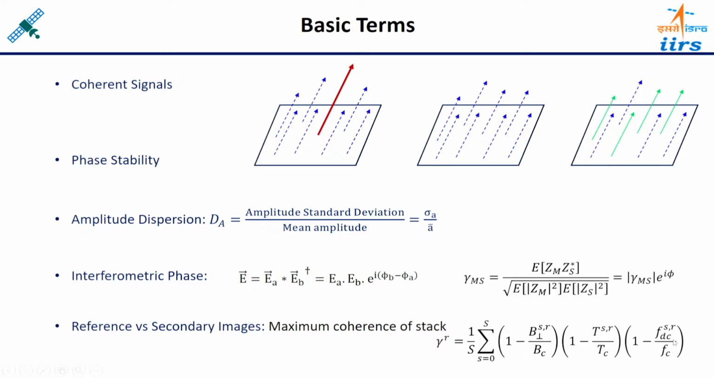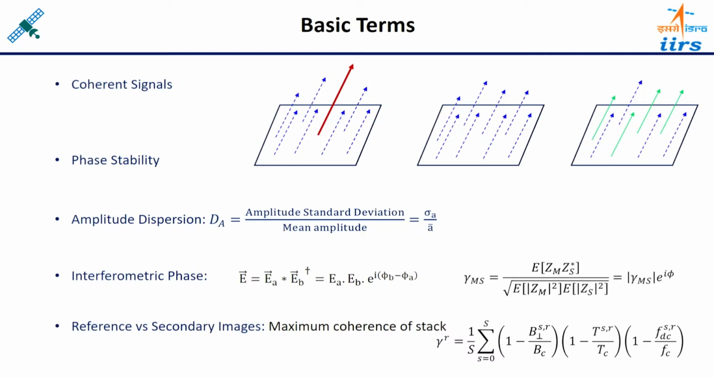So the point is the actual perpendicular baseline is always less than the critical baseline, and the same term is here: 1 minus TSR upon TC. TSR means the temporal baseline between the secondary and the reference image, and TC is the critical temporal baseline. What is the temporal baseline? Suppose in one interferogram 2 images are required.